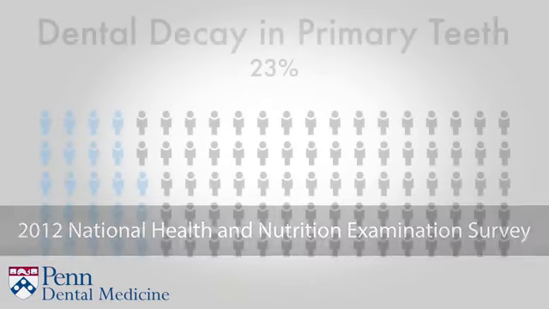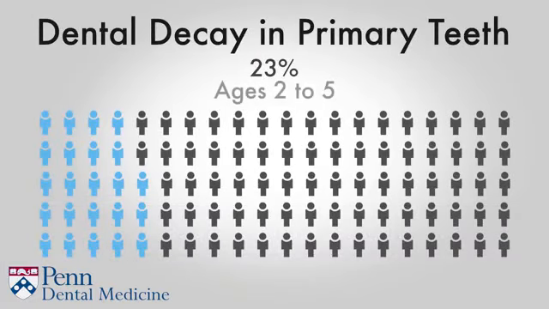Although oral health is an essential component of general health, assessment of oral health status in the United States reveals that dental decay, periodontal diseases, and oral cancer remain significant United States health problems. Data from the 2012 National Health and Nutrition Examination Survey, that's NHANES, reveals that 23% of children aged 2 to 5 years had dental decay in their primary teeth.